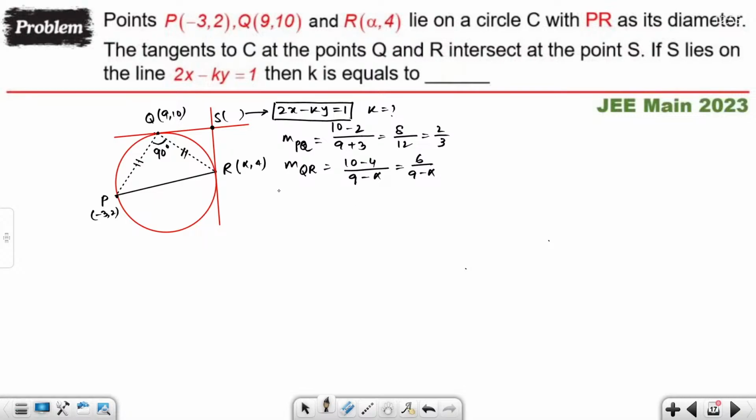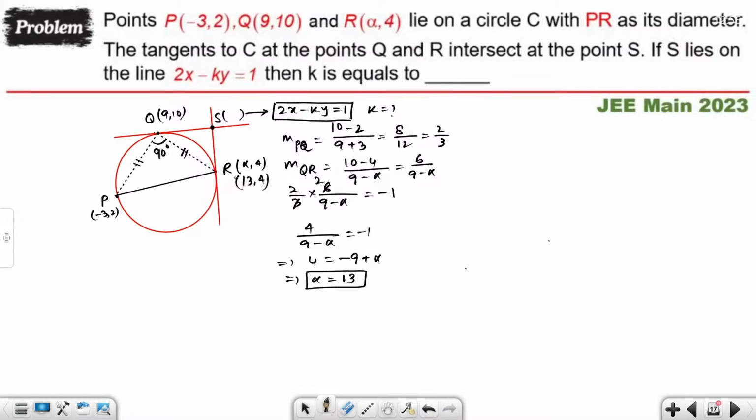As they are perpendicular to each other, the product of their slopes will be equal to -1. So from here we can write 4 over 9 minus alpha is -1, which implies 4 is -9 plus alpha. So from here we get alpha is 13. So if alpha is 13, the coordinate of the point R is 13, 4. Is it clear to all? So the first task, the value of alpha, we got it.